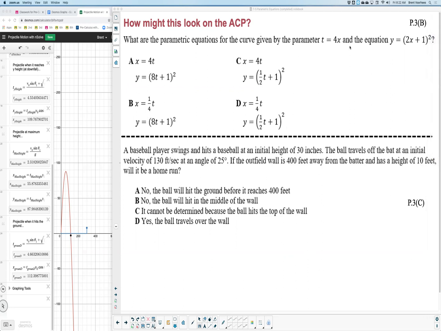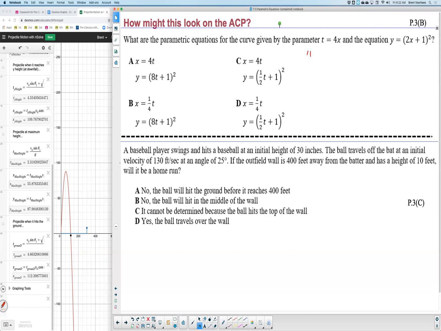So this is just like the problems we were working through earlier, where I have 2 different equations and we want to write parametric equations for these. So what we need to do is step 1, solve for the shared variable. The shared variable is x. So I'm going to start with t equals 4x and solve for x. Since this 4 is multiplying, I would need to divide by 4 to isolate the x.